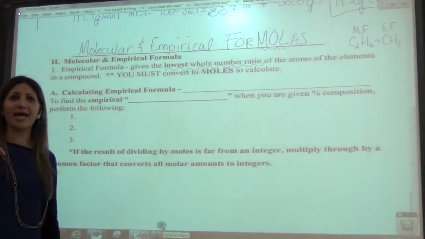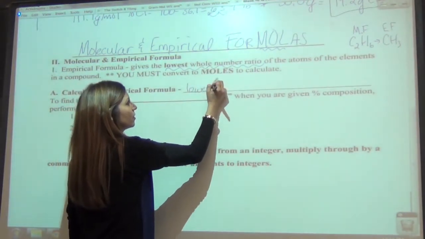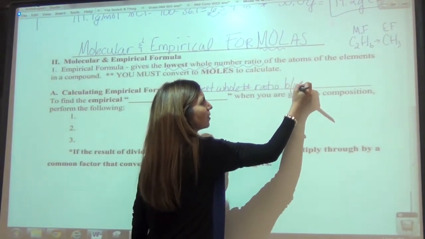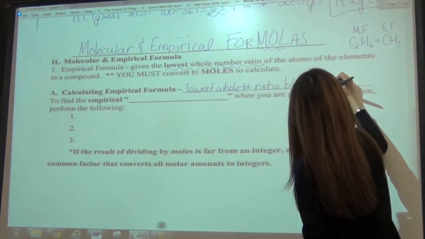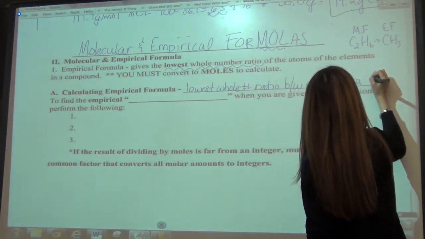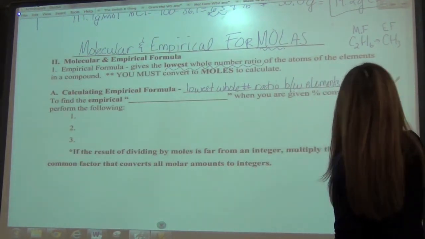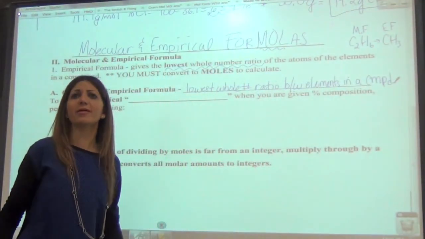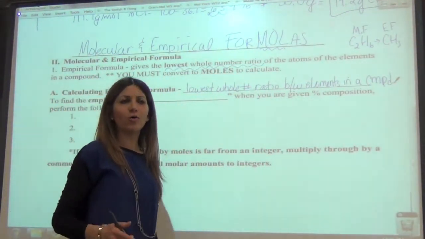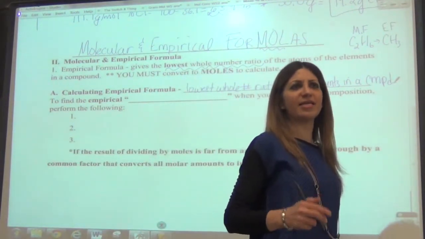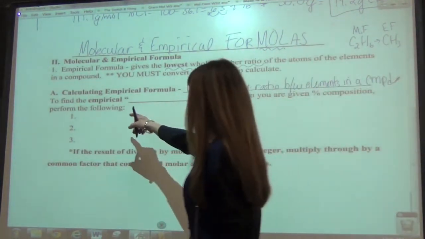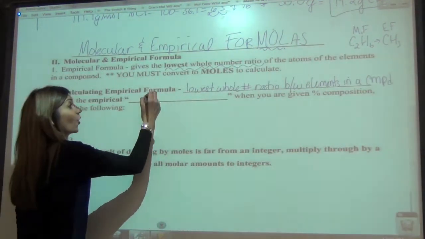So the empirical formula, again, is the lowest whole number ratio between elements in a compound, I'm going to abbreviate compound as CMPD. So it's the lowest whole number ratio between elements in a compound. Just repeat that. So what's the empirical formula, everybody? Lowest whole number ratio between elements in a compound. That's all it is. It's the lowest whole number ratio between them. What are we calling it? To find the empirical what? Formula.